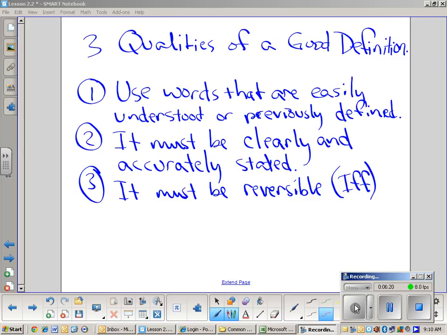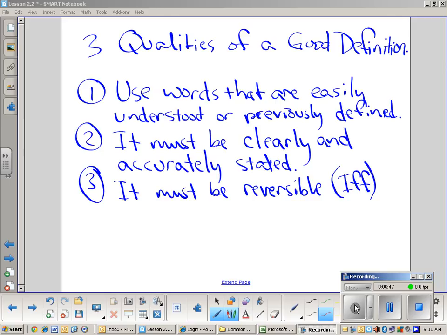There are three qualities of a good definition that we need to understand. The first one says use words that are easily understood or previously defined. The second one is it must be clearly and accurately stated. And the third one is it must be reversible. In other words, we must be able to write it as a biconditional in if and only if form. So those are the three things that we need to understand about what it takes to be a good definition.